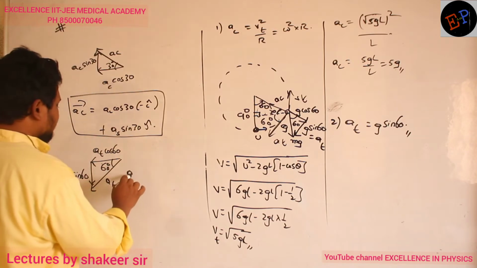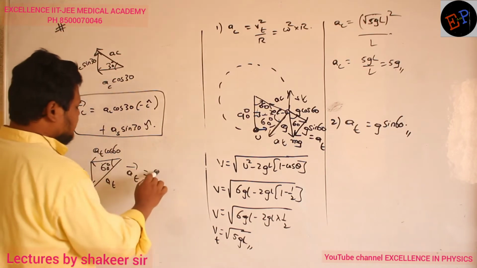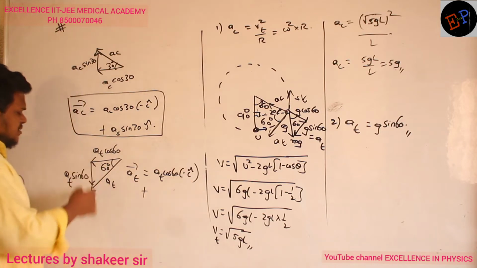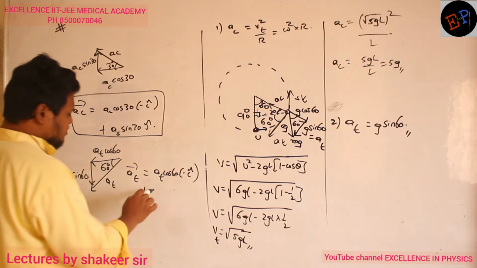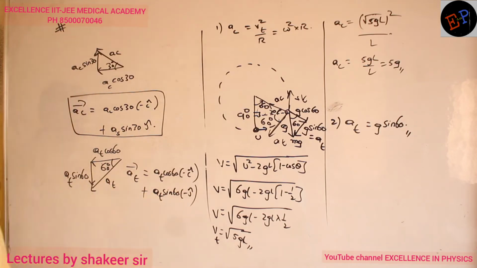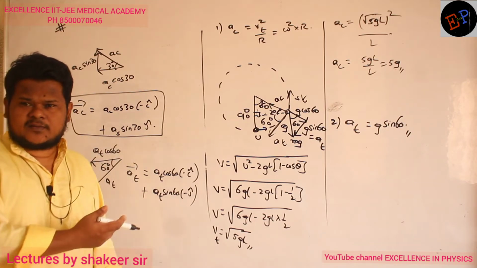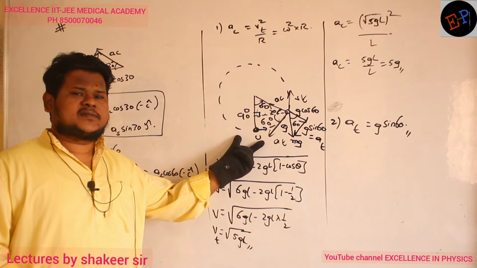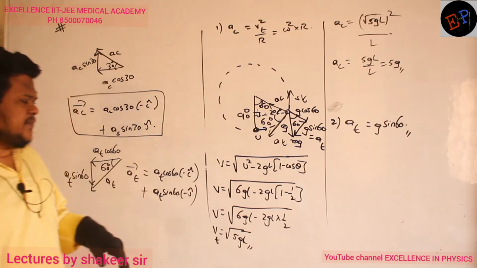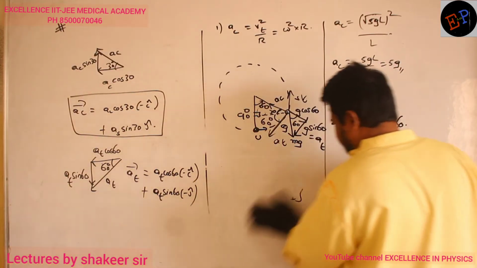Clear? So how can you write it in vector form? AT cos 60 is towards the negative x-axis. So AT cos 60 minus i cap, plus AT sin 60, which is towards the negative y-axis, so AT sin 60 minus j cap. Clear? So this is how I have represented these two vectors in vector form. Understood now how we are doing the calculations? We are just taking the help of these angles and splitting them into x-axis and y-axis components. That's it. Clear now? So once I calculate this, how can I calculate the total acceleration?